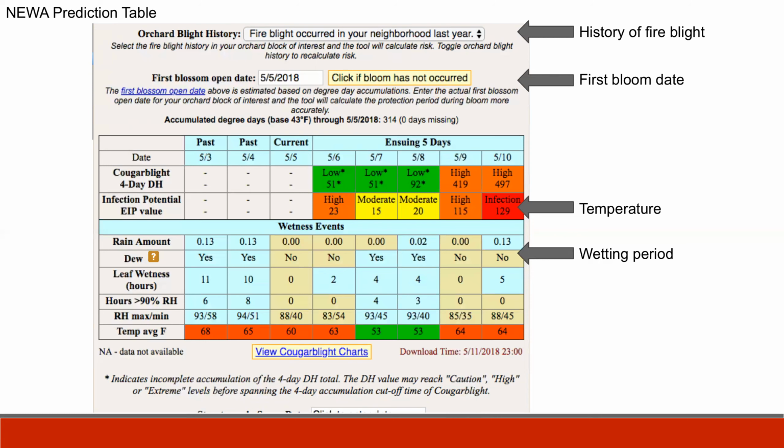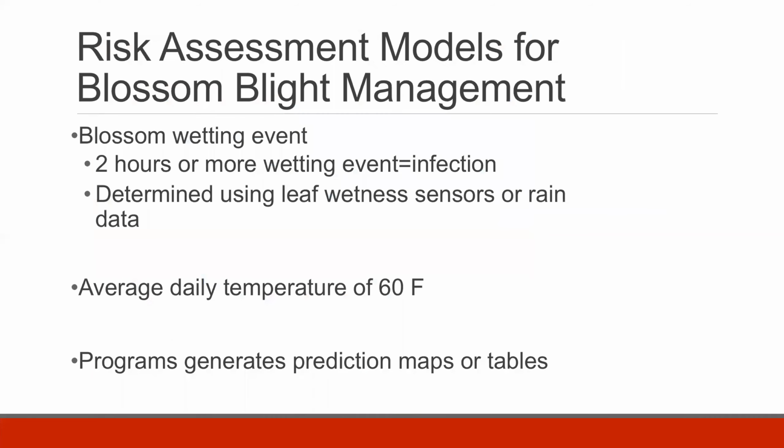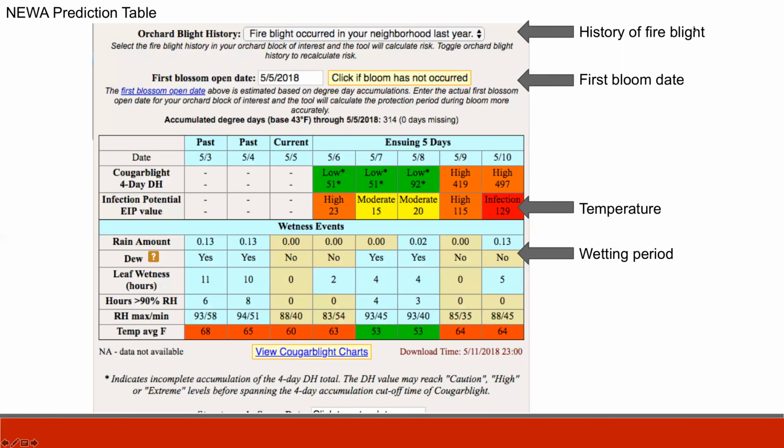So with the NEWA output, as I said, it's a table, and you can very clearly see with this table that it's considering the 4 variables that I just described. So the history of fire blight, the grower can select their history, and then that will input a score of 1 or 2 or 3 into the model. First blossom date can be entered, or they can leave that blank and it will default to when Macintosh apples first bloom.